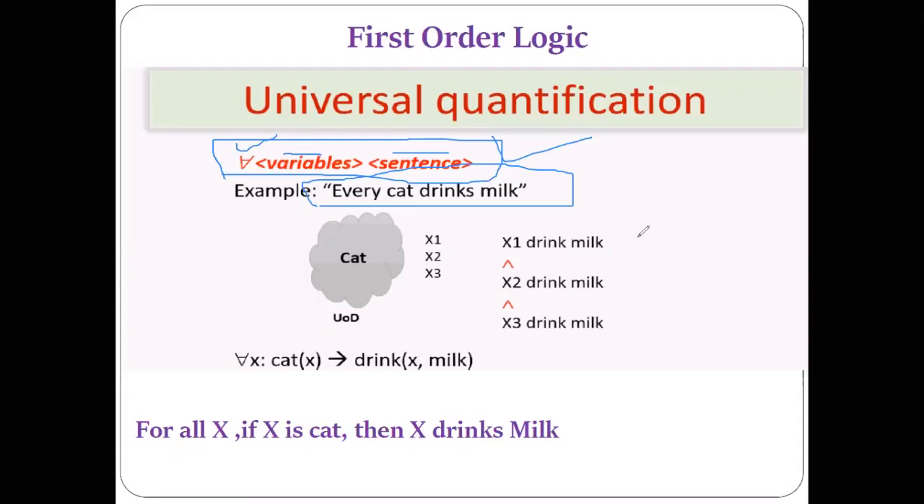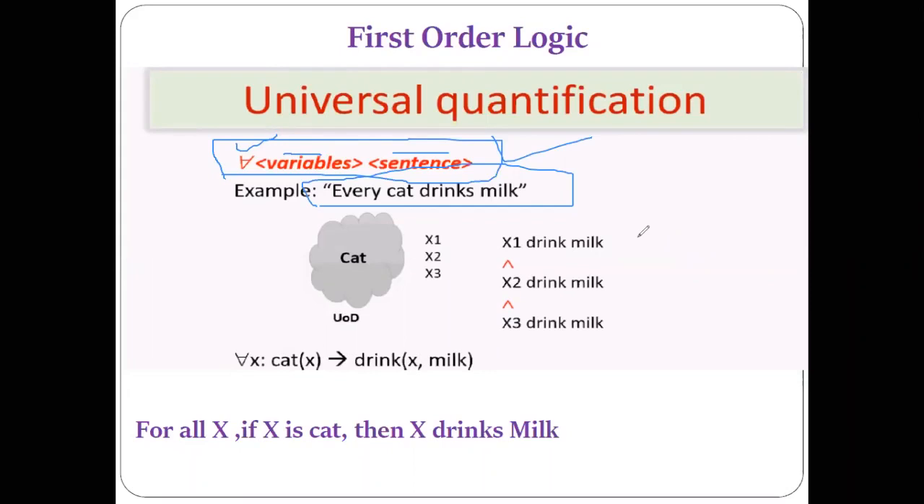Do we know how many cats are present in the world? No, sir. Even if you consider 1 lakh cats are present, correct? So if you want to write the propositional logic, you have to use 1 lakh proposition symbols, and then write the logic for that. That is the main drawback in the case of propositional logic.